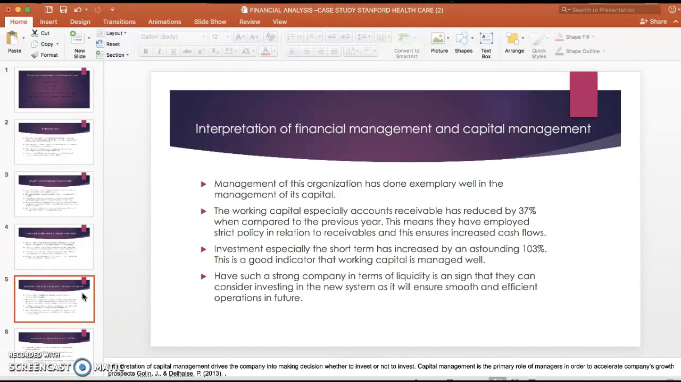As such, a strong company in terms of liquidity is a sign that they can consider investing in the new system, as it will ensure smooth and efficient operation in future. Interpretations of capital management drive the company into making decisions whether to invest or not to invest. Capital management is the primary role of managers in order to accelerate companies' growth.